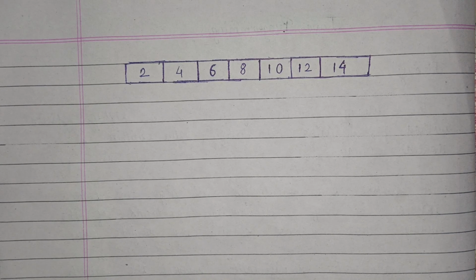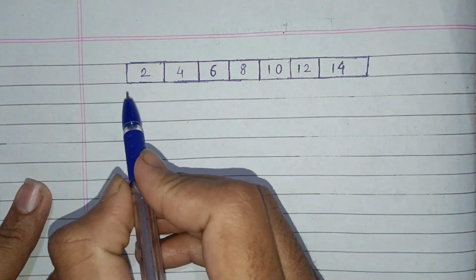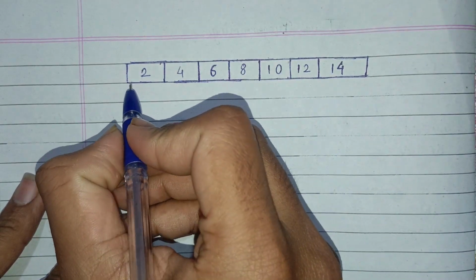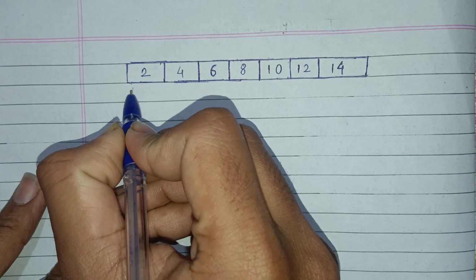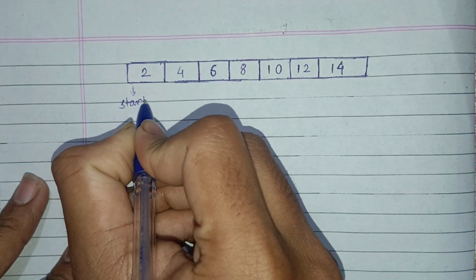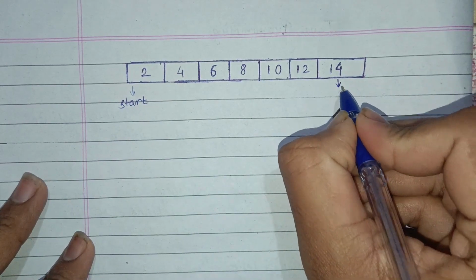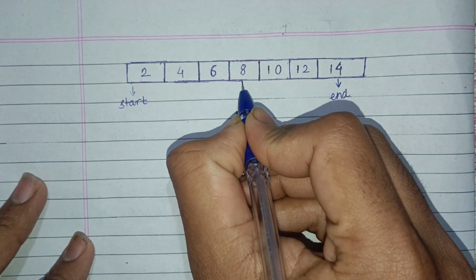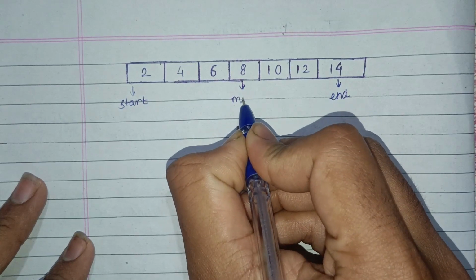So let's take an example. I have created an array here. Now take this first element as start, the last element as end, and this middle value as mid.